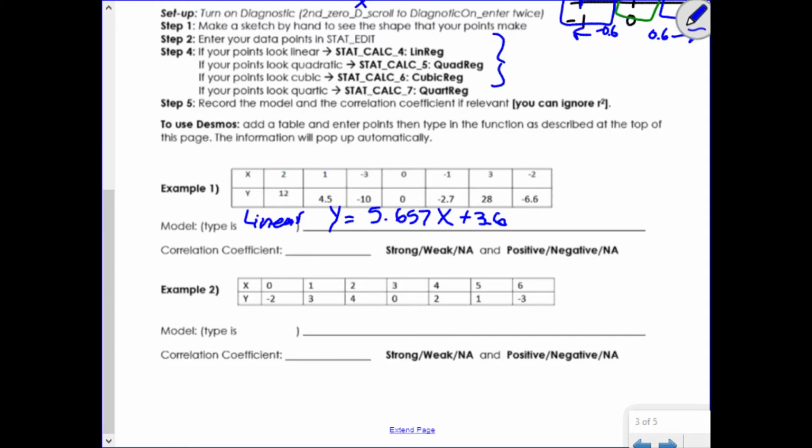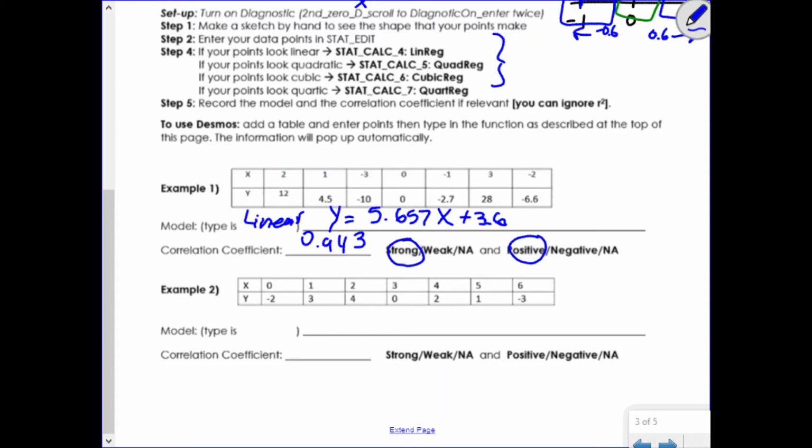Okay? Now, look back at your screen. What was the correlation coefficient? What was R? 0.43, approximately. Is that a strong or a weak correlation? And would the correlation be positive or negative based on the line? Positive, because the slope is positive, because the correlation coefficient is positive. Okay? That's one. Questions?